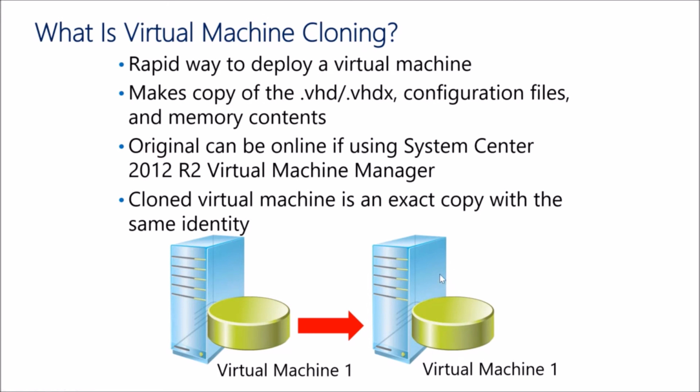It basically makes a copy of the VHD or virtual hard disk files and the configuration files and the memory contents. So the original one can be online if using System Center Virtual Machine Manager. And so basically, what does that mean? You can clone a running virtual machine. That's what it means. The cloned virtual machine is an exact copy, so be careful. It's got the same identity. So do you guys remember what happens when we have 2 copies of a virtual machine with the same exact identity? What's the problem that could arise from that?